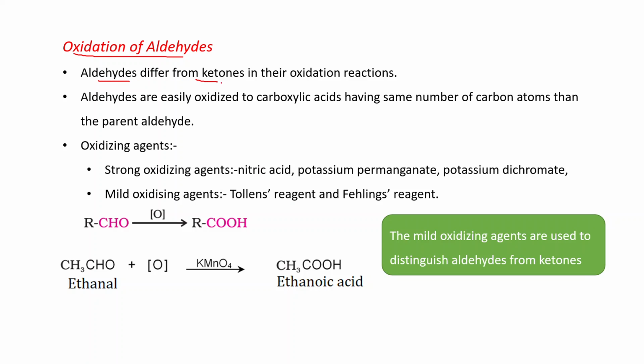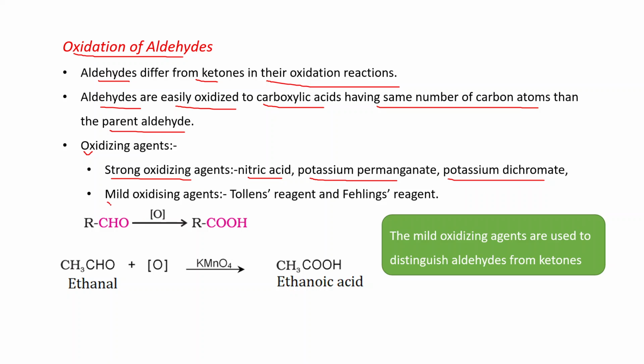Aldehydes differ from ketones in their oxidation reactions. Aldehydes are easily oxidized to carboxylic acids having the same number of carbon atoms as the parent aldehyde. The oxidizing agents used may be strong or mild. Strong oxidizing agents are nitric acid, potassium permanganate, potassium dichromate. Mild oxidizing agents are Tollens reagent and Fehling's reagent. The mild oxidizing agents are used to distinguish aldehydes from ketones.